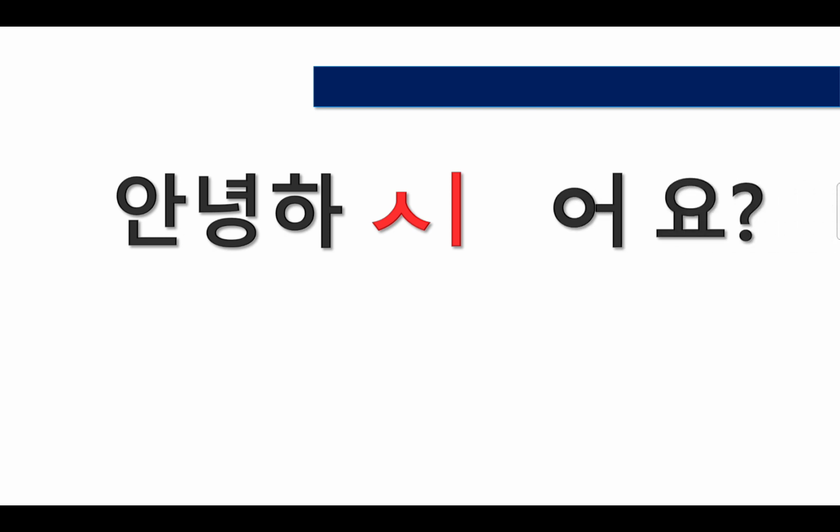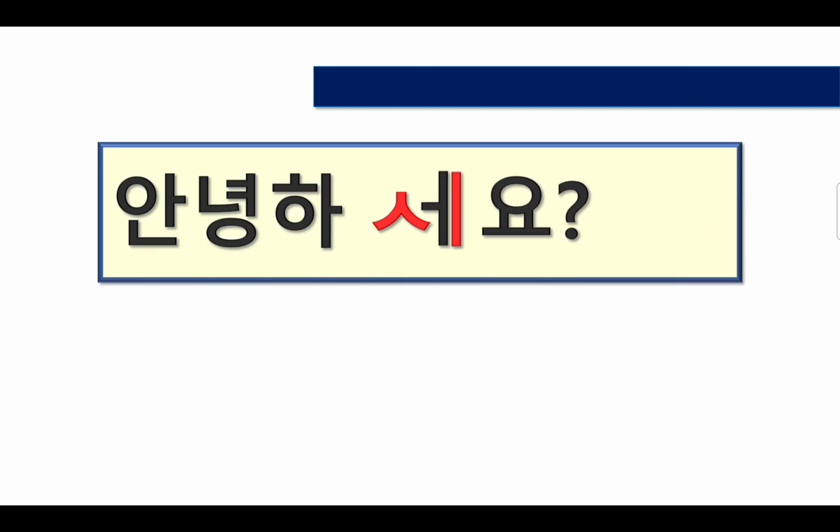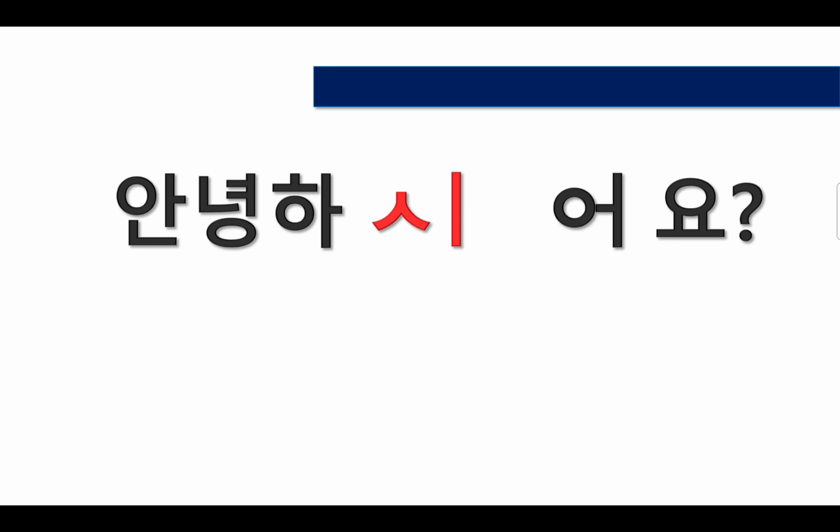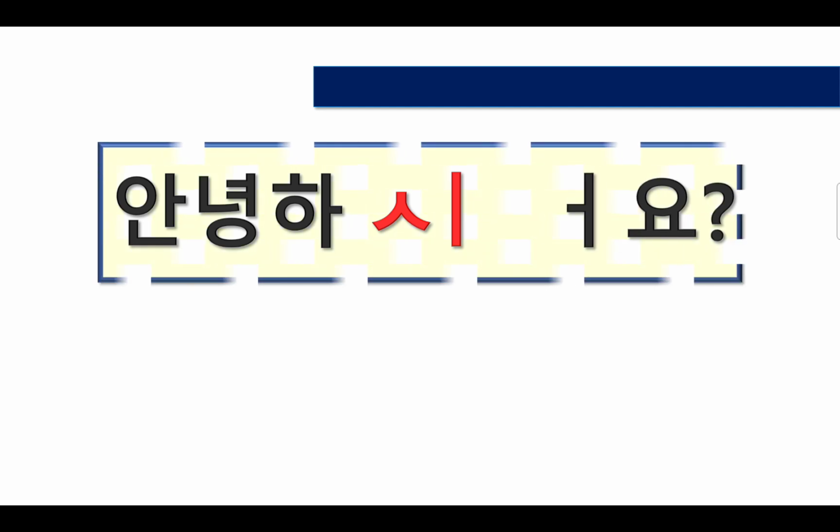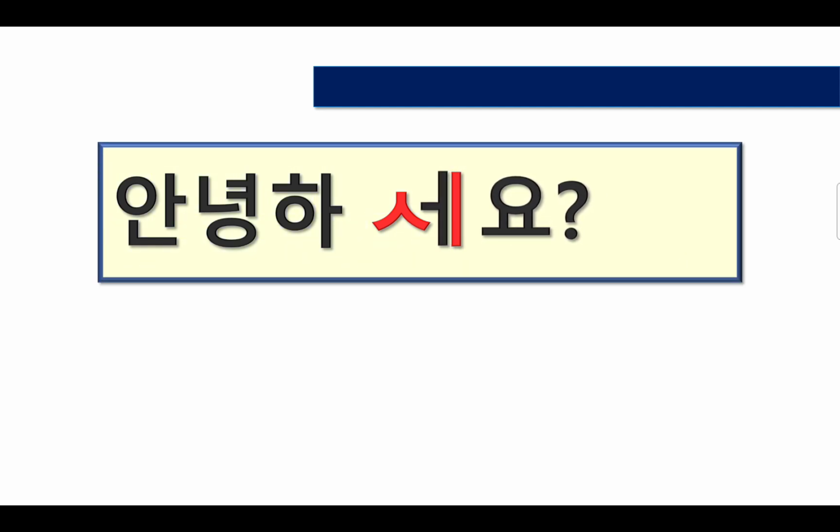So 시 doesn't have 받침, so contraction, right? So 시 plus 어. Can you see 세 there? One more time. 시 plus 어. This circle has no sound value, so we can omit it. And then contraction. 세. You can see 세 there. 안녕하세요. 안녕하세요.